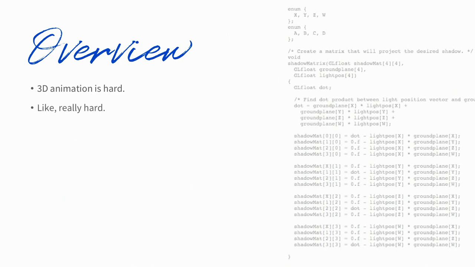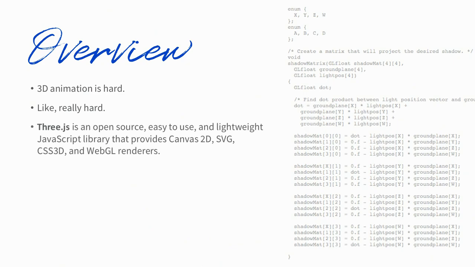It's really hard. This is some actual WebGL code I just snuck off the internet. As you can see, there's a lot of work that goes on here, and Three.js takes care of that for us, for the most part. So Three.js is an open source, easy to use, and lightweight JavaScript library that provides Canvas 2D, SVG, CSS 3D, and WebGL renderers. What that means is that if you're going for a super cool 3D animation, and you're anticipating somebody is going to use a device or browser that's incompatible with WebGL, you can have some backup options and still give them a really cool interaction.